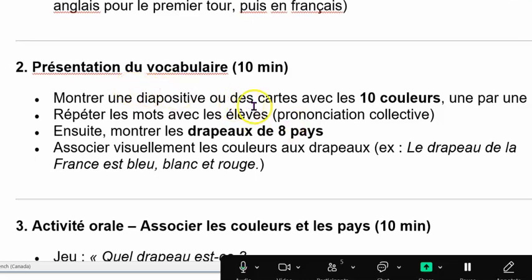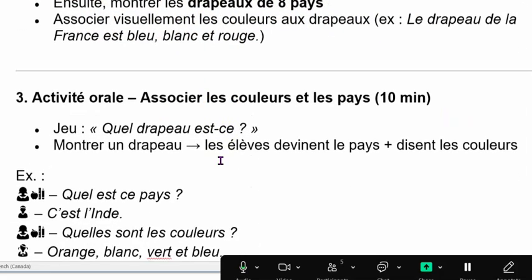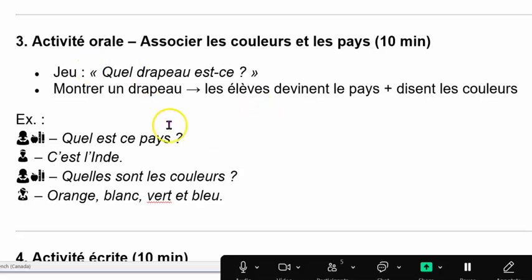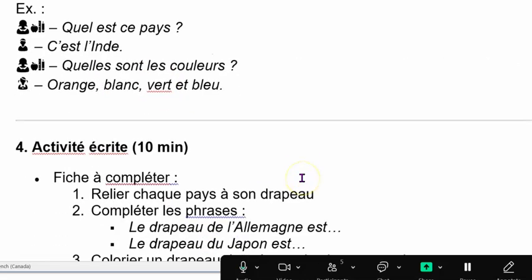Then presentation of the vocabulary. So montrer une diapositive ou des cartes avec ces couleurs. What is your way of teaching? This whole thing is just their way of teaching. Quel est ce pays, c'est l'Inde? Quelles sont les couleurs? Orange, blanc, vert et bleu. So we can test them from this dialogue also.